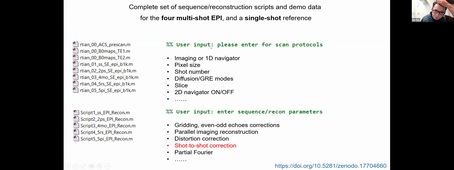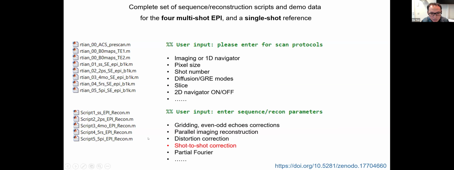So if you download this complete set of sequence and reconstruction scripts and also the demo data from Zenodo, you will find that they are complete for 4 different multi-shot EPI, and also there's a single-shot reference sequence. So these are the sequences, and these are the reconstruction scripts. And for the sequences, please enter your own scan protocols. For example, if you want an imaging or 1D navigator correction scan, what's your pixel size, shot number, and so on. And once you get the data from the scanner, please enter the sequence and recon parameters in the reconstruction script shown on the left.